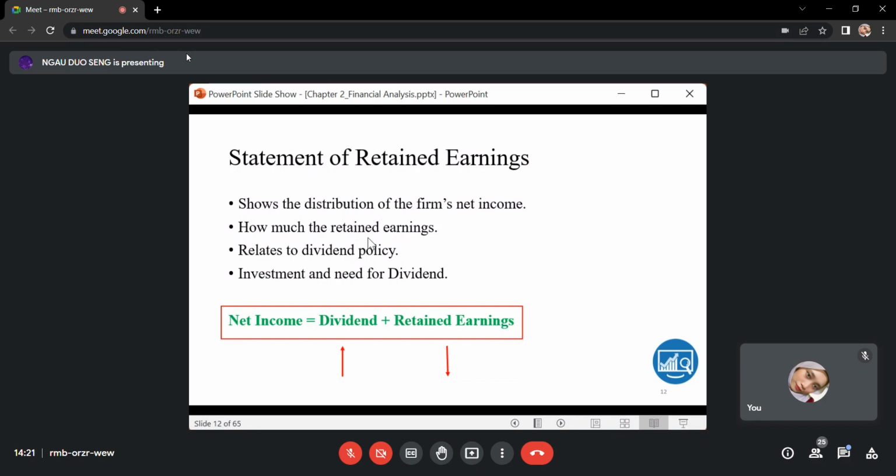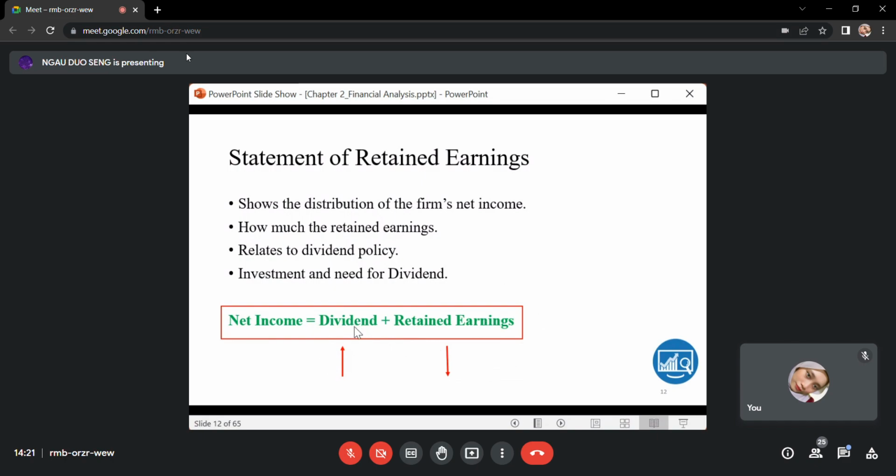Right, so investment and need for dividend. If it is investment, we retain it, retain earning. So the formula is net income equals dividend plus retained earning. If the company decides to pay more dividend, meaning dividend increases, of course retained earning will decrease. Versus if dividend is less, then retained earning will be high.